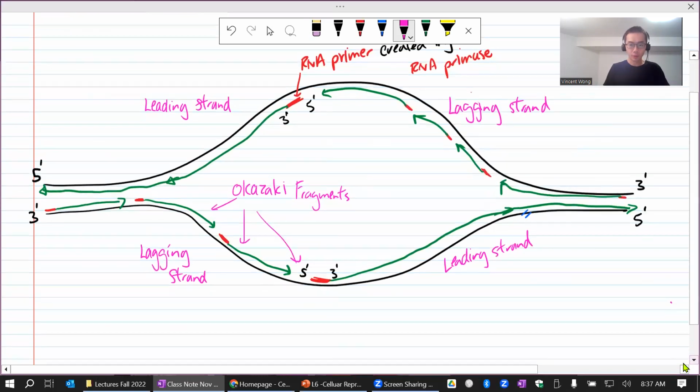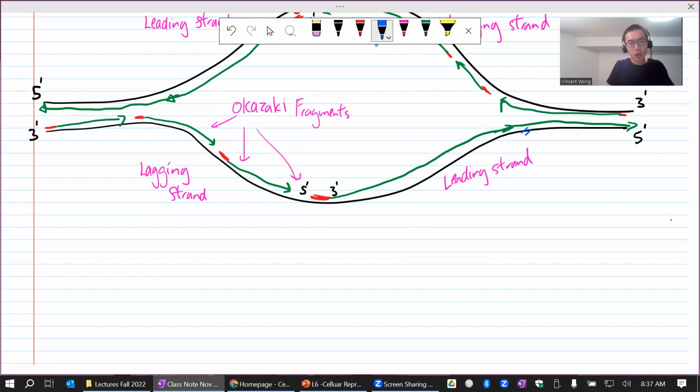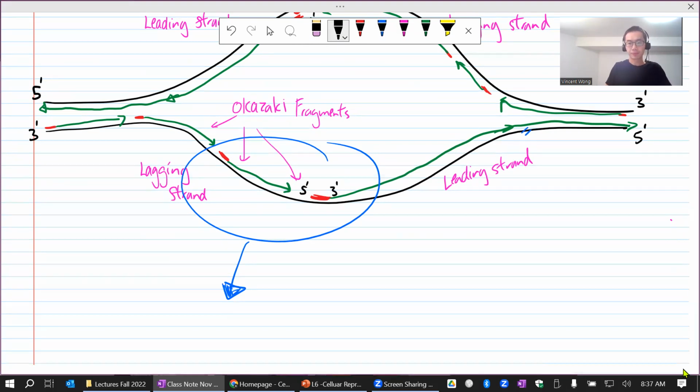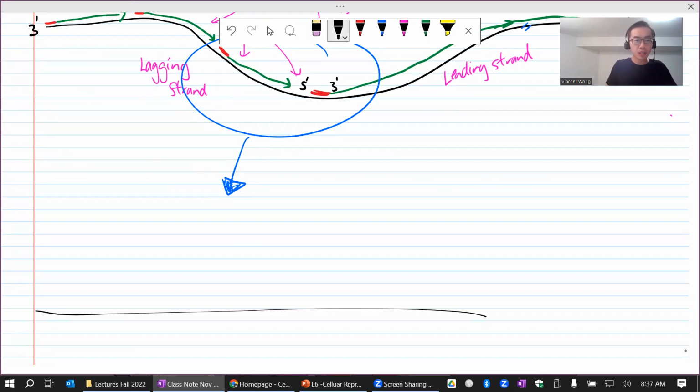Now let's take a look at the rest of the story. I'm going to focus on this part here. I'm going to zoom in a little bit and see what happens. So we have the strand here, the original strand, and I'm just going to make up some letters here. Okay, and then more letters here. Actually, I'm going to make a few more here.